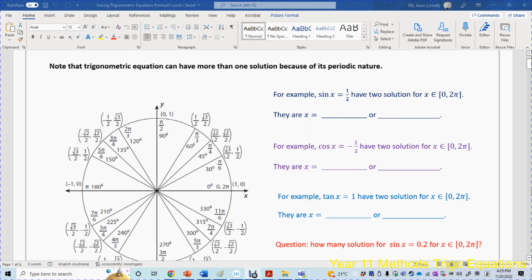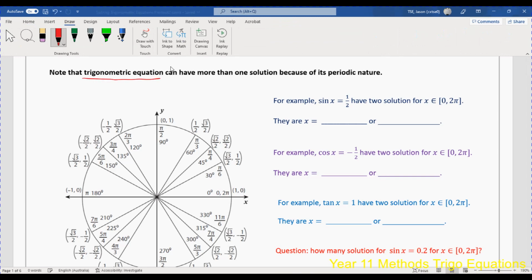Hi, year 11 Methods. In this lesson we are going to review trigonometry equations, which we learned in year 10, I suppose. But in the year 10 extension course, we used degrees for the angles. Right now, we need to use radians.